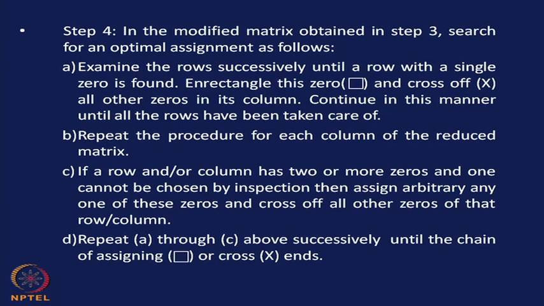Repeat the process again for each column of the reduced matrix also. If a row or column has two or more zeros and one cannot be chosen by inspection, then assign arbitrarily any one of those zeros and cross off all other zeros of that row or column. After inspection, if you find that you are not getting a row or column which has only one 0, but more than one 0, then you can arbitrarily choose any one of these zeros and strike out the other zeros, and you repeat these processes until the chain is complete.